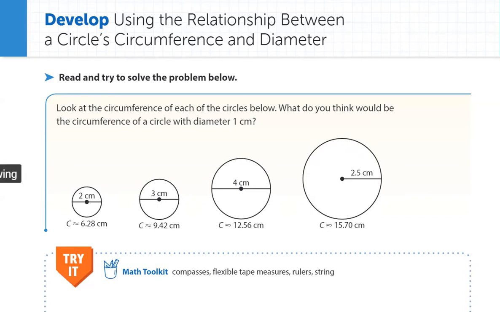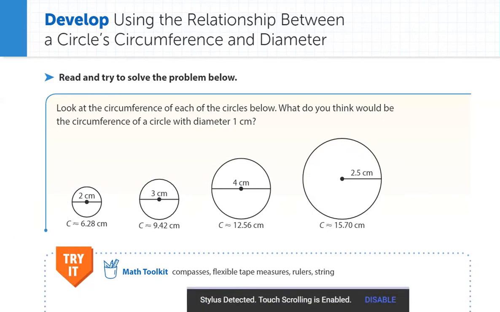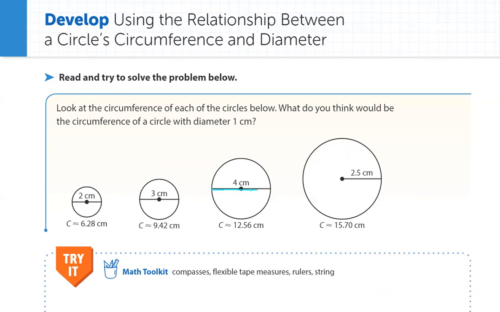If you recall, I hope you recall forever, the diameter of a circle is the distance right through the middle if you cut it in half. That's the diameter. Halfway is the radius, so mark that as well. And then the distance all the way around the outside, that's the circumference.